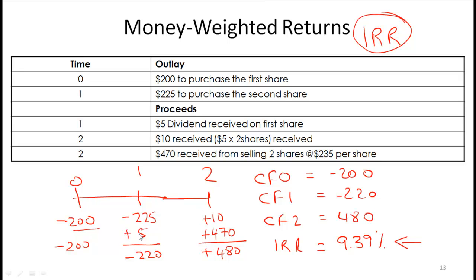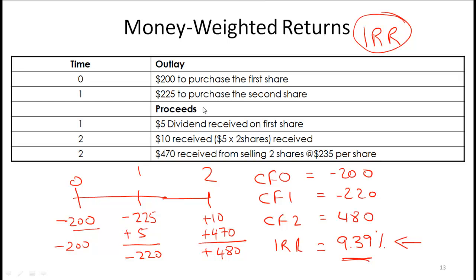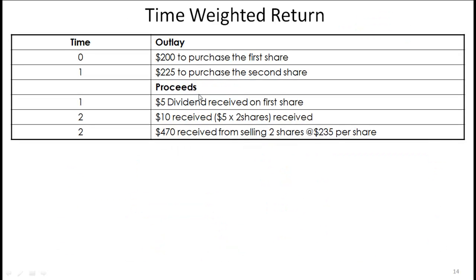So if your clients give you a ton of money here, that will impact this IRR number. Even though your investment decision was to buy the stock at time 0 and then buy that same share again at time 1, the amount of investment the client is going to make will have an impact on IRR. So that's an important constraint to keep in mind when you are dealing with money weighted returns.